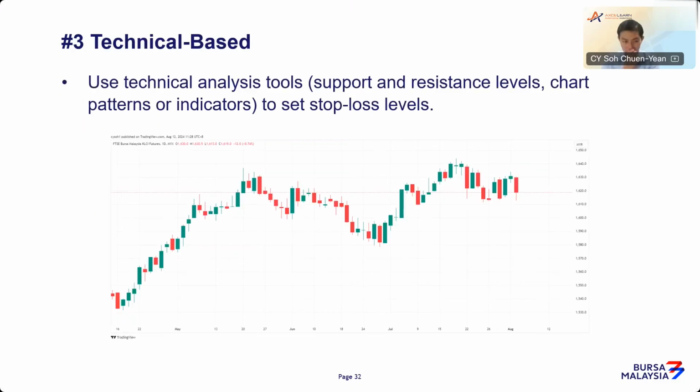Now, the third approach is technical based. This uses technical analysis tools, for example support and resistance, chart patterns or indicators, to set your stop loss level. For example, let's say you're going to enter at this point, which I just randomly selected here, taking a long position. Of course, you need to find out where the nearest support level is. So for example, here you identify the nearest support, and that would be your cut loss level.